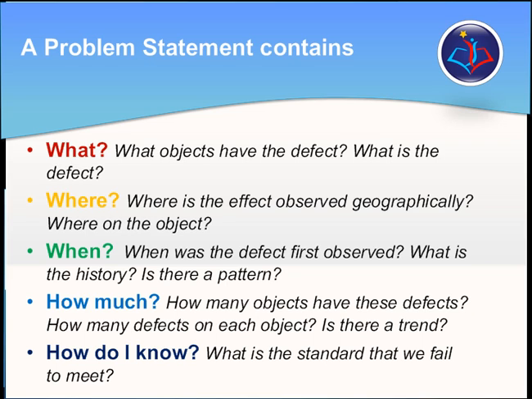You look at when this was a problem. When was it first observed? What is the history? Is there a pattern? You then define how much is this a problem? How many objects have these defects? How many defects on each object? Is there a trend? Then you ask, how do I know this? What is the standard that we fail to meet?